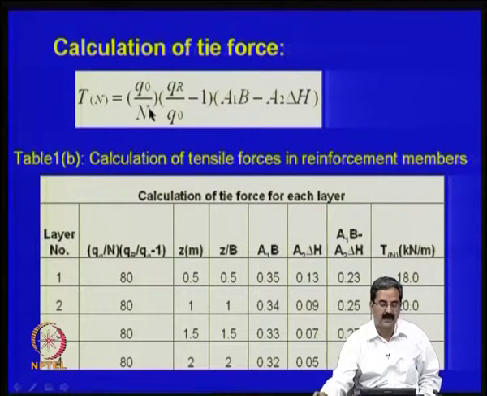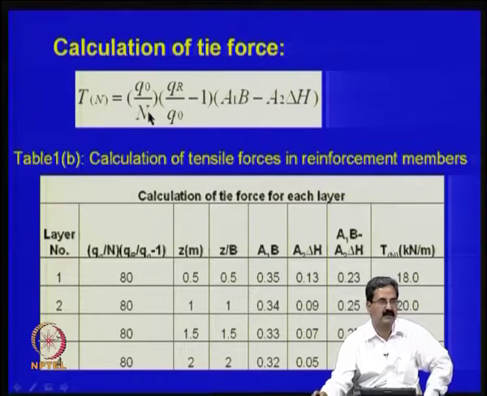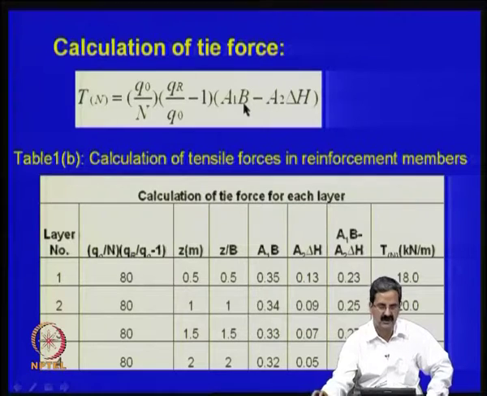All these things are known, and the expression is known. I know that q naught is 160, and n is 4. I assume that I am placing 4 layers. You can make it 3 layers also. A1 and A2 are the factors. B, A1, A2 I will get from the previous chart; they are standard actually. Once I know that, it is possible to calculate the tensile force in each reinforcement. You can see that all the quantities can be calculated.